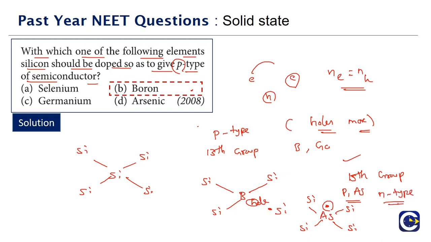So if we mix a small or trace amount of 13 group elements with silicon, we will get the p-type semiconductor. If we mix a small amount of 15th group elements, we will get the n-type semiconductor.